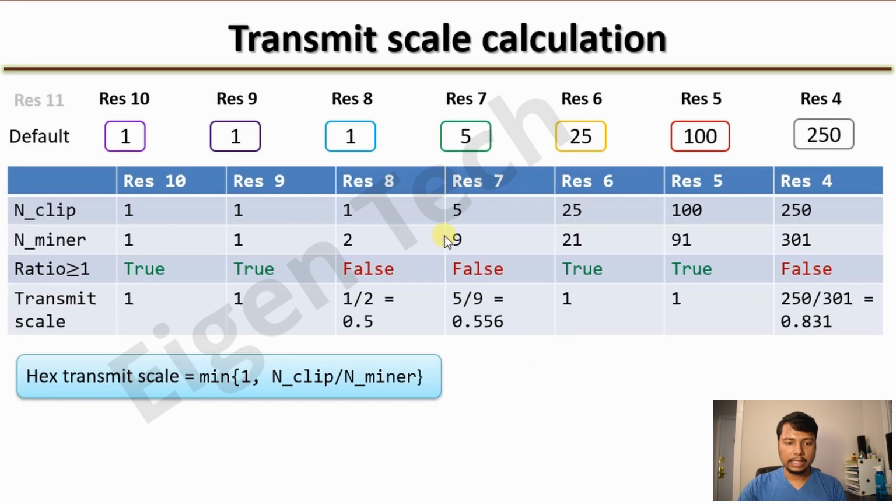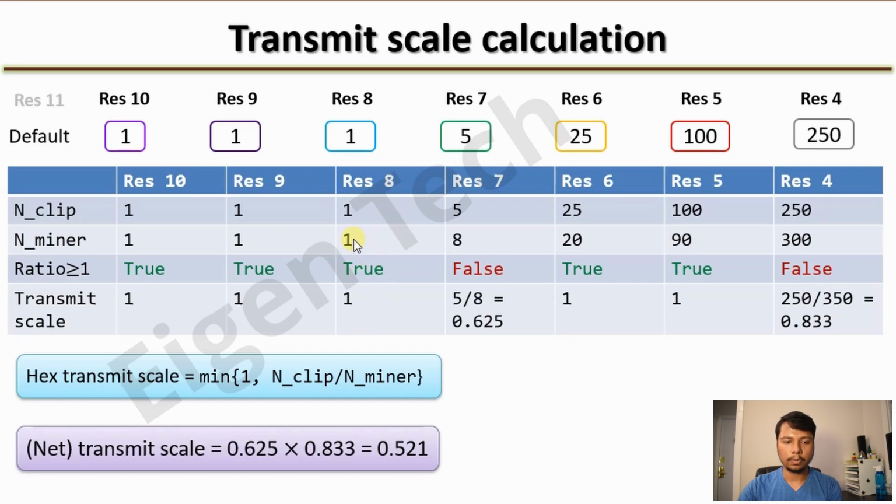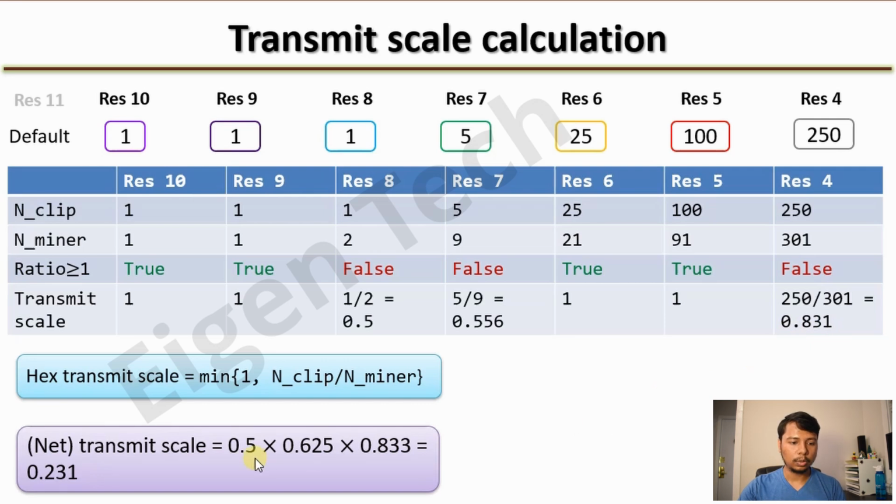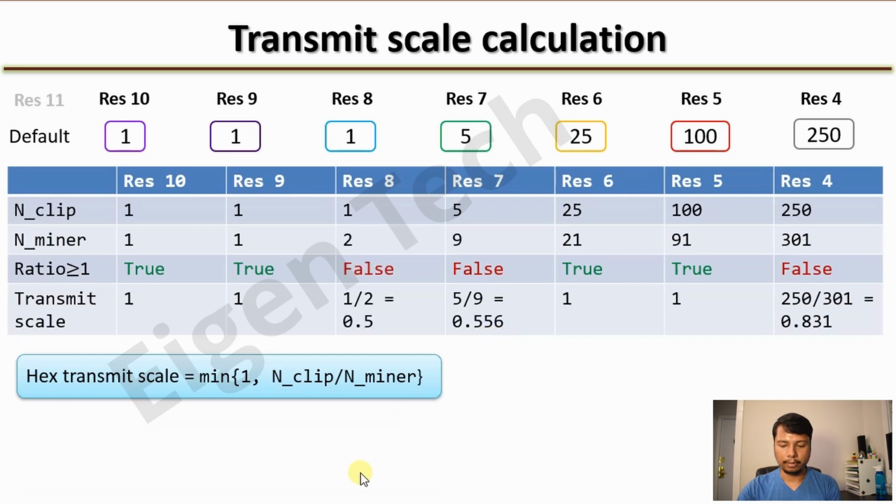Now let's say somebody else adds another hotspot at resolution 8. It was earlier only your hotspot, but another hotspot comes here at resolution 8. Then you have to add one hotspot for all the resolutions from 8 all the way up to 4. Since in this case this also becomes false, you also have to take the ratio between n_clip and n_miner here, which is 0.5, and the other numbers slightly get modified. Now the total transmit scale will be the product of these three factors, and that becomes 0.231. So you can see that it changed drastically. Earlier it was 0.5 and now it became 0.23.